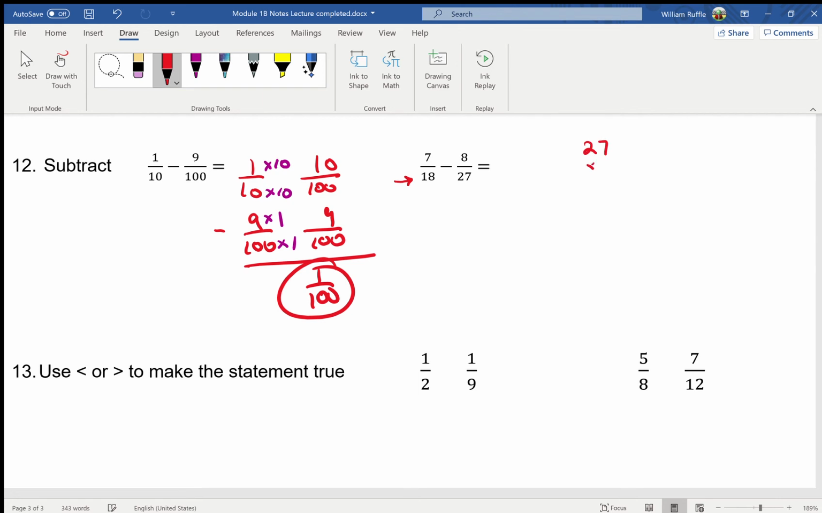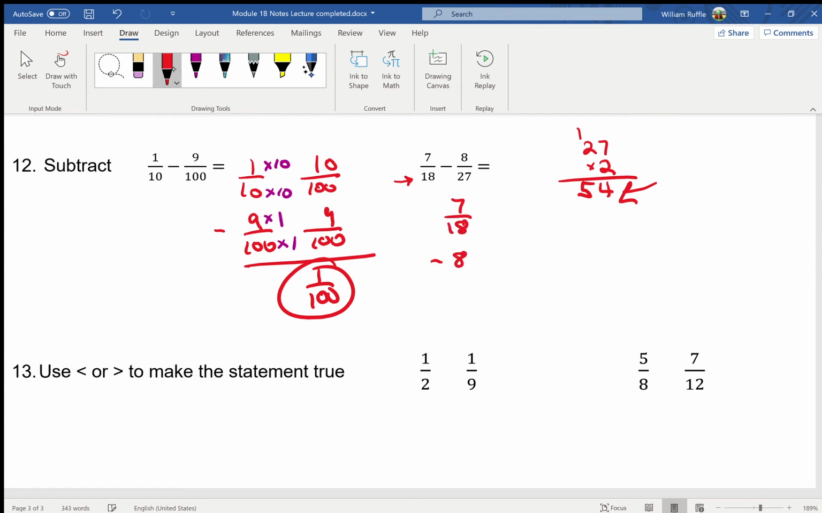Now 27 times 2, 2 times 7 is 14, carry the 1, 54. And very luckily, if I look at my multiplication chart, 18 times 3 is 54. So 54 is my common denominator. When they give you one that's off the chart, you really won't have to go too far.